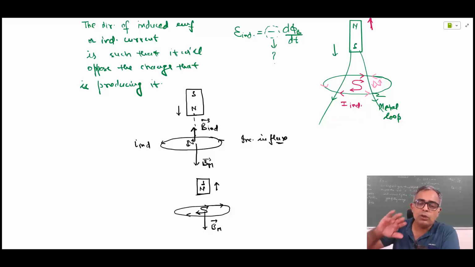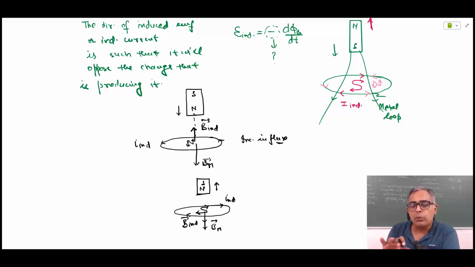Now curl your fingers in the direction of the induced current. Now look at the thumb. The thumb is pointing down. So the direction of induced current is clockwise and the thumb is pointing in the downward direction, meaning the induced field is now supporting the already existing field, meaning it is now increasing the flux in that region, making this south polarity much stronger.